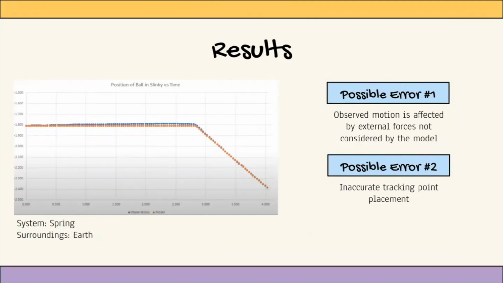One possible error could have been that the observed motion is affected by external forces not considered by the model. Another error could have been inaccurate tracking point placement in the Tracker software.